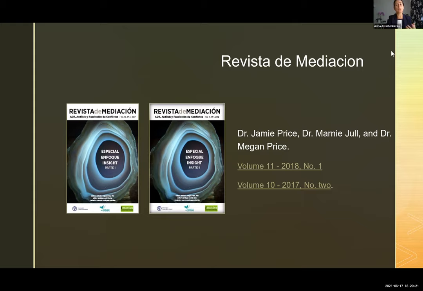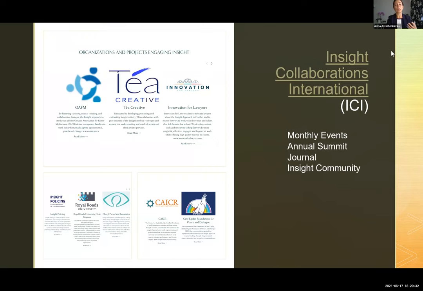And Dr. Jamie Price, Dr. Marnie Jell, and Dr. Megan Price are the people at the steering committee of Insight Collaborations International, the organization that I work with, and the organization that works to promote Insight internationally. These are some of its collaborators. And these groups come together to hold monthly events. There's going to be a third annual summit coming up in September. They're working to release their academic journal, and really build the Insight community.